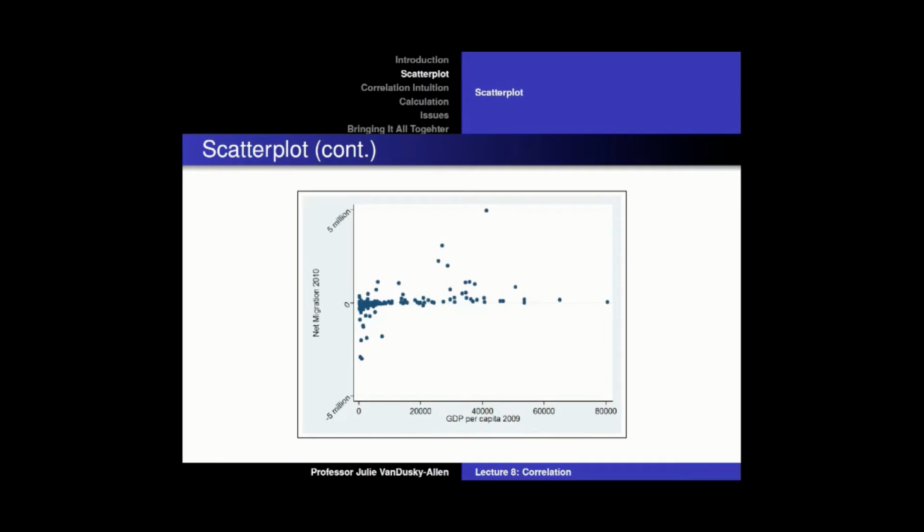This is a scatter plot of the data. Net migration, the dependent variable, is on the y-axis, and GDP per capita, the independent variable, is on the x-axis. The appropriate values are on each axis, and the dots represent the values for each individual observation for both variables.